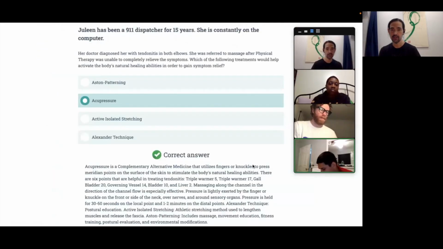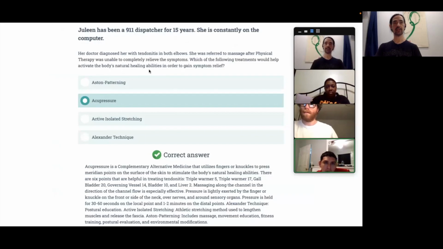So acupressure, let's see. Look at all these points they list. Okay, I want you to think acupressure activates the body's natural healing abilities. Alexander technique is postural education. Active isolated stretching is athletic stretching to lengthen muscles and release fascia. Aston patterning includes massage, movement education, fitness training, postural evaluation, and environmental modifications, like how the 911 dispatcher might be sitting or holding the phone, or other workstation setup.